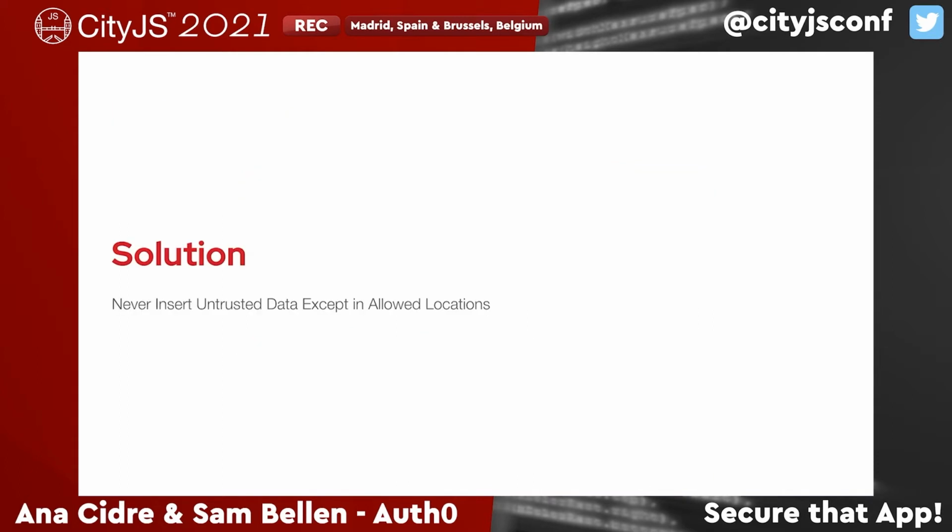So what solutions do we have? We must never insert untrusted data except in allowed locations. But most importantly, never accept actual JavaScript code from an untrusted source and then run it. For example, a parameter named callback that contains a JavaScript code snippet, because no amount of encoding and escaping can fix that.